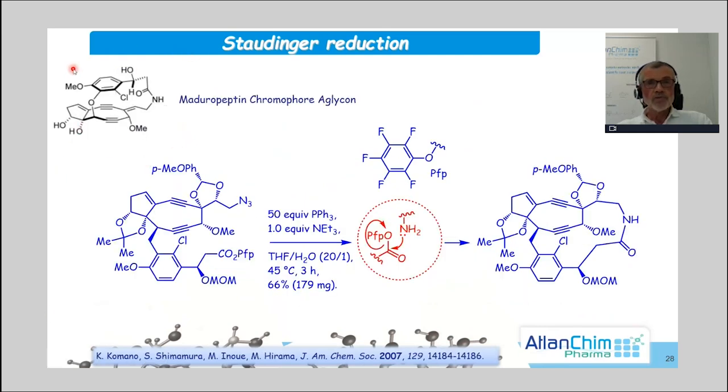In this other total synthesis of this product here, under similar conditions, with a large excess of trimethylphosphine in a mixture of THF and water, this azide here was directly converted to the macrolactam here in 66% yield via the formation of this amine here, which reacted in situ with this activated ester.